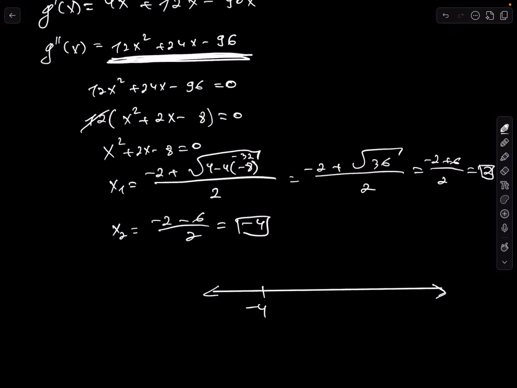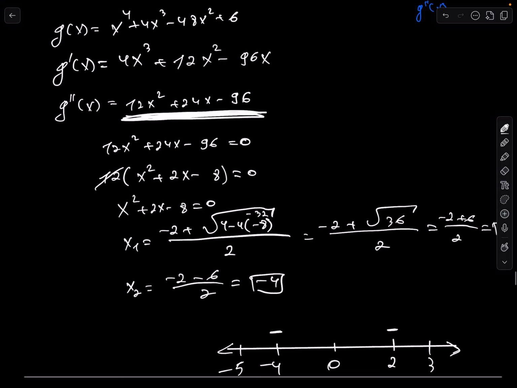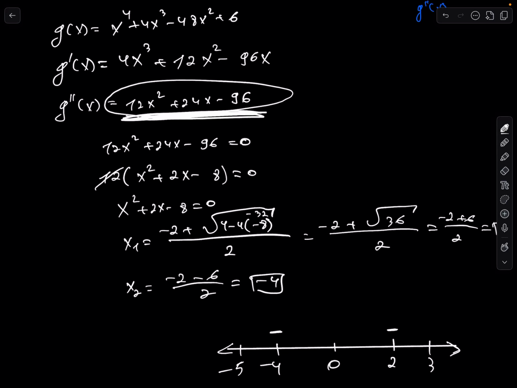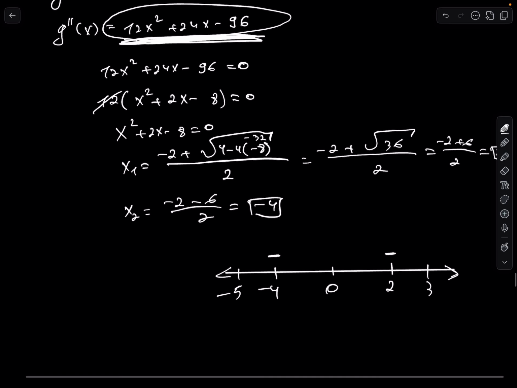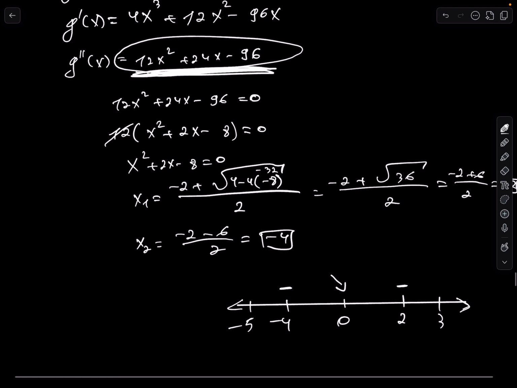So we have negative 4, we have 2. As in the previous video, we're going to indicate it through just this dash. And then let's just pick some arbitrary values that are in the neighborhoods of these two values. Well, we can have 0, we can have 3, and we can have negative 5. If we plug in 0 in here, we're going to get negative 96, meaning the derivative is decreasing. So we're going to show that.